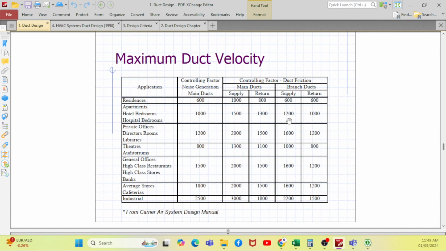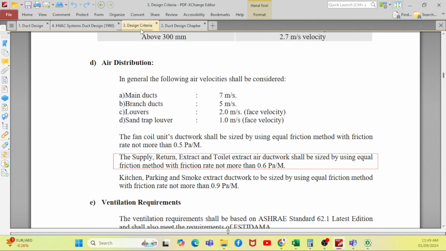You have to see the equal friction method for how to calculate the pressure drops. For example, there is one duct criteria based on our previous project. You can see the air distribution design criteria. This is based on the main velocity, you can go up to 7 meters per second. But not only velocity: when you have a velocity, you can also calculate your friction. So do not go blindly with velocity as the only factor. Always go with the equal friction method.